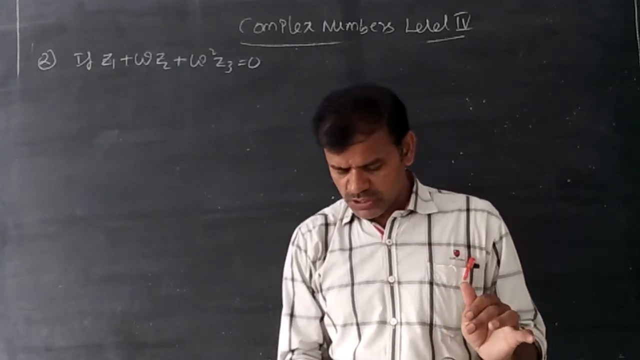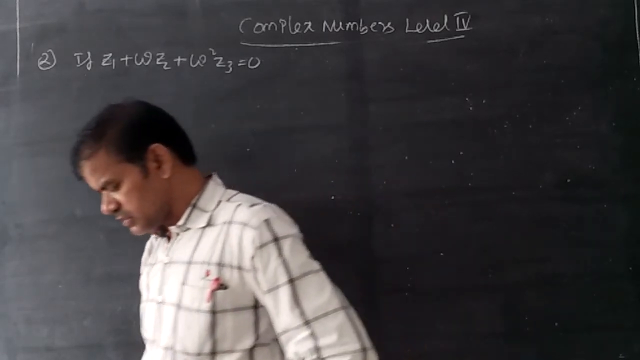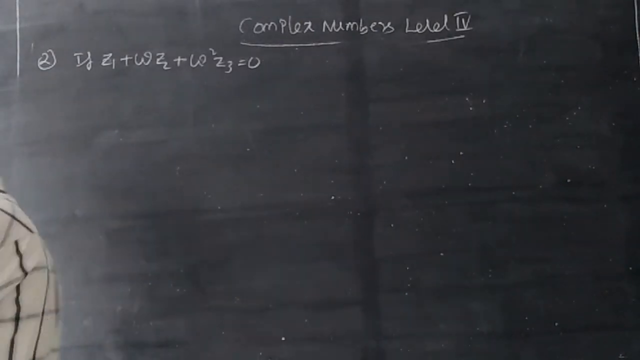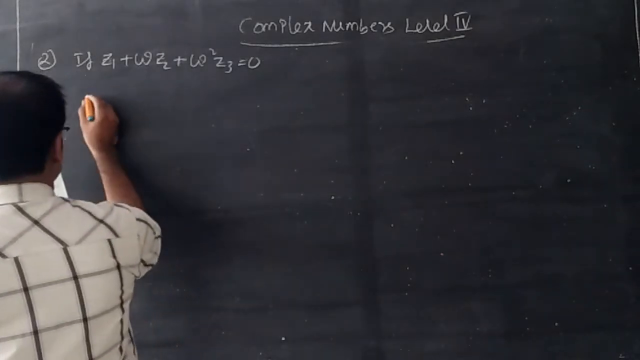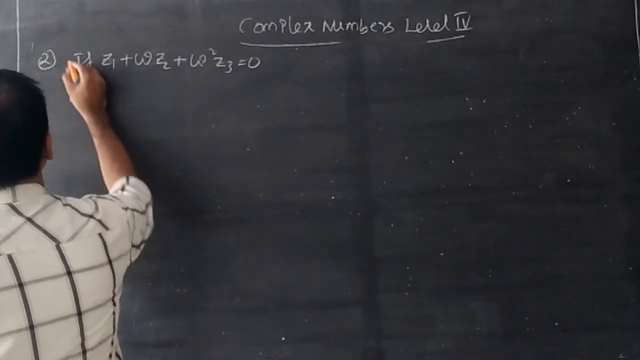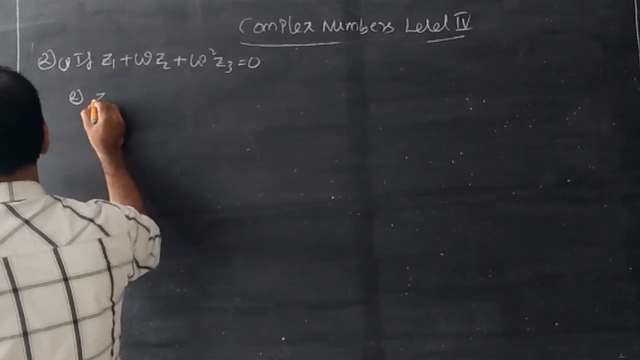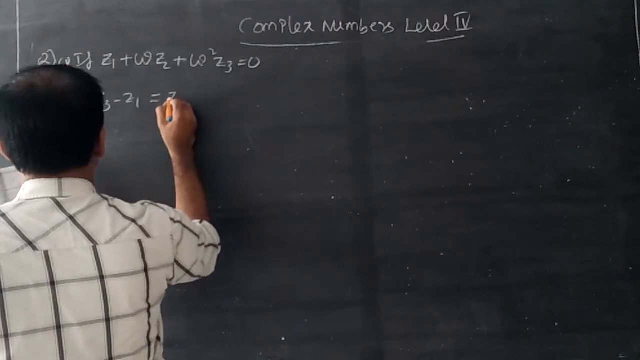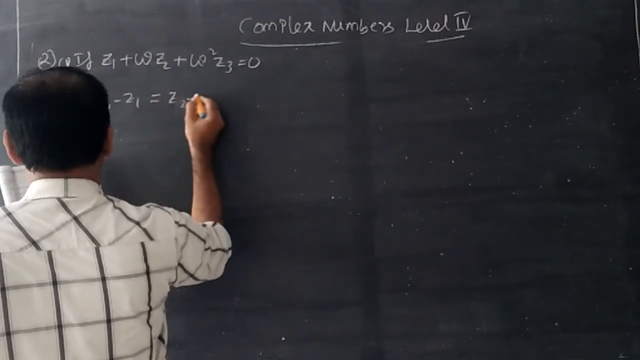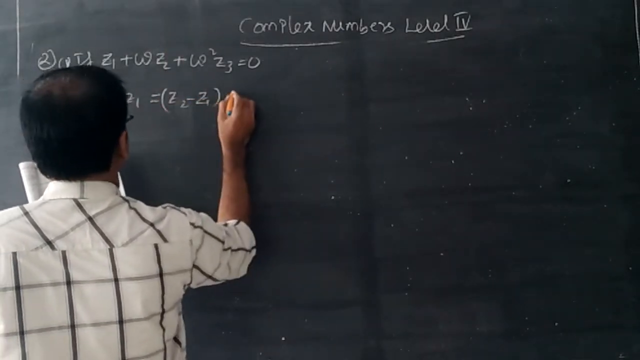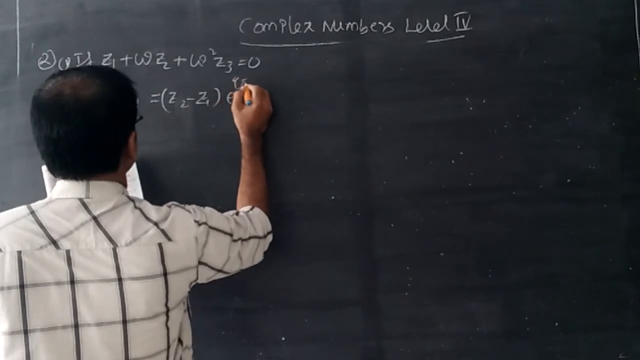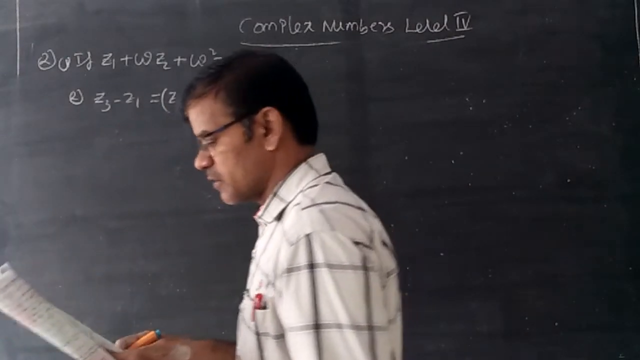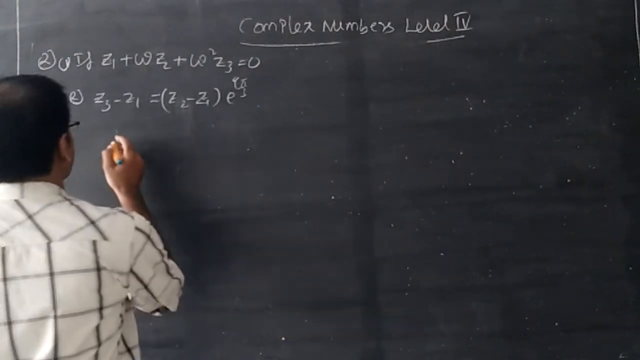But statement 2: z3 minus z1 is equal to z2 minus z1 into e power i pi by 3. According to Cauchy's theorem, let us apply statement 2. This is statement 1. Statement 2 is given as z3 minus z1 equal to z2 minus z1 into e power i pi by 3. Originally, if it is representing an equilateral triangle, pi by 3 only, logically it is correct. Let us verify here.